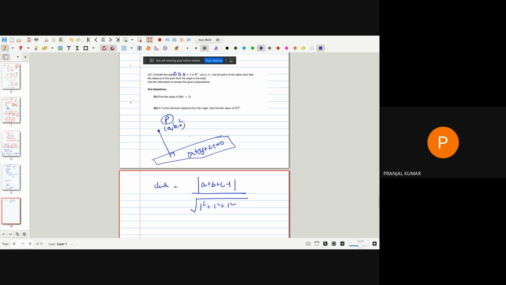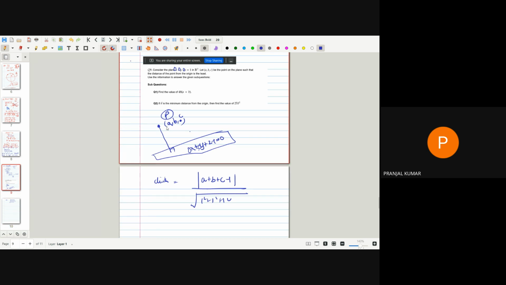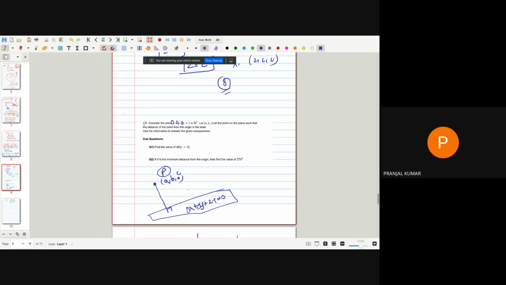Okay, remember this formula. The coefficients in front of x, y, and z, so 1 square plus 1 square plus 1 square. So this is your direct distance.